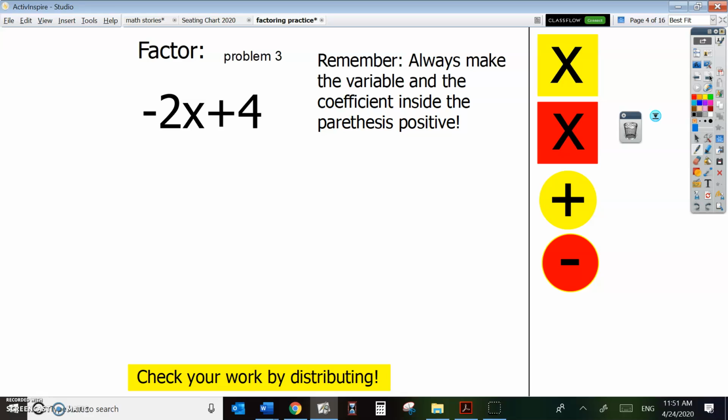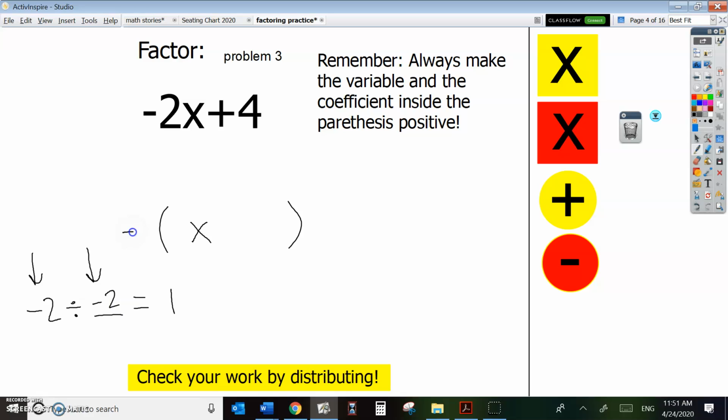Now there's a rule. Always make the variable and the coefficient inside the parentheses positive. So this number that goes right here, whatever number it turns out to be, we want it to be positive. We need to do -2 divided by something to equal +1. So it needs to be divided by a negative because a negative divided by a negative is a positive. So that number has to be negative and it has to equal 1. So it must be -2.